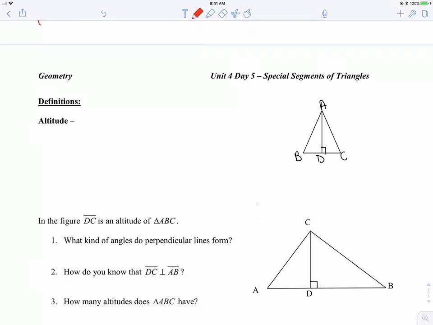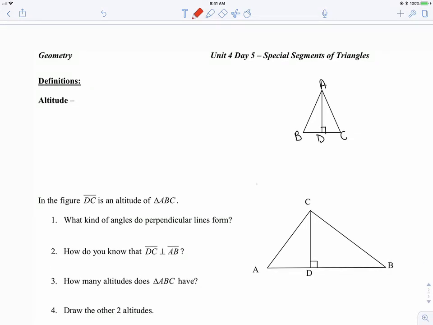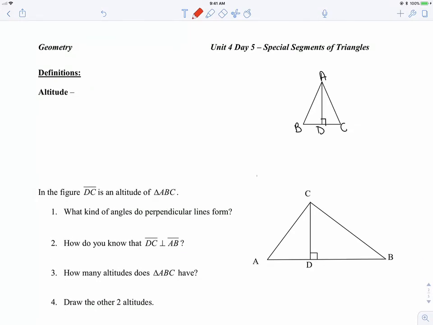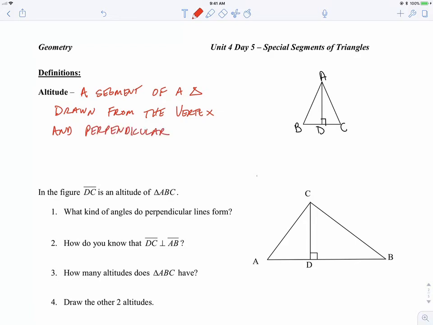It's called the median. The next special segment is called the altitude. And the altitude would be a segment of a triangle drawn from the vertex and perpendicular to the opposite side.